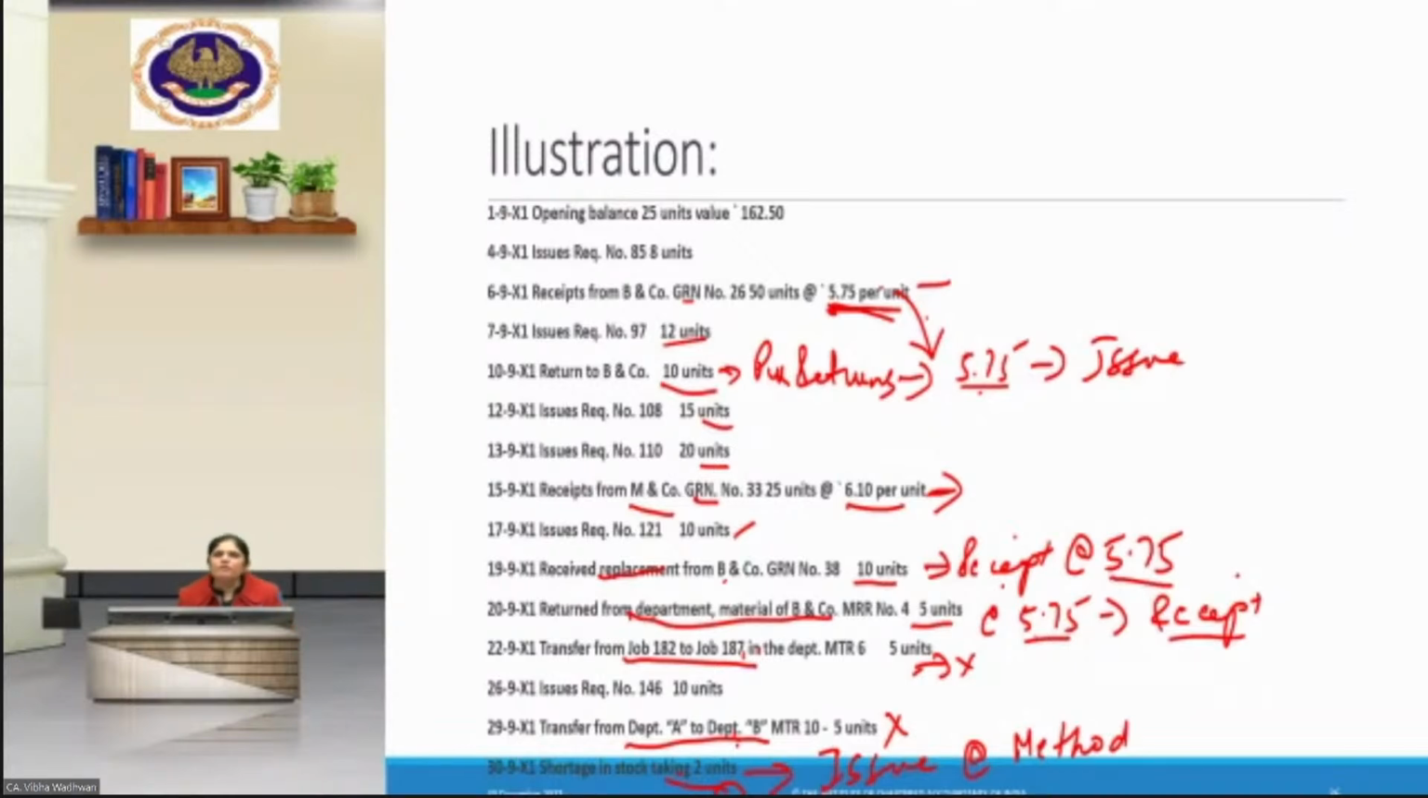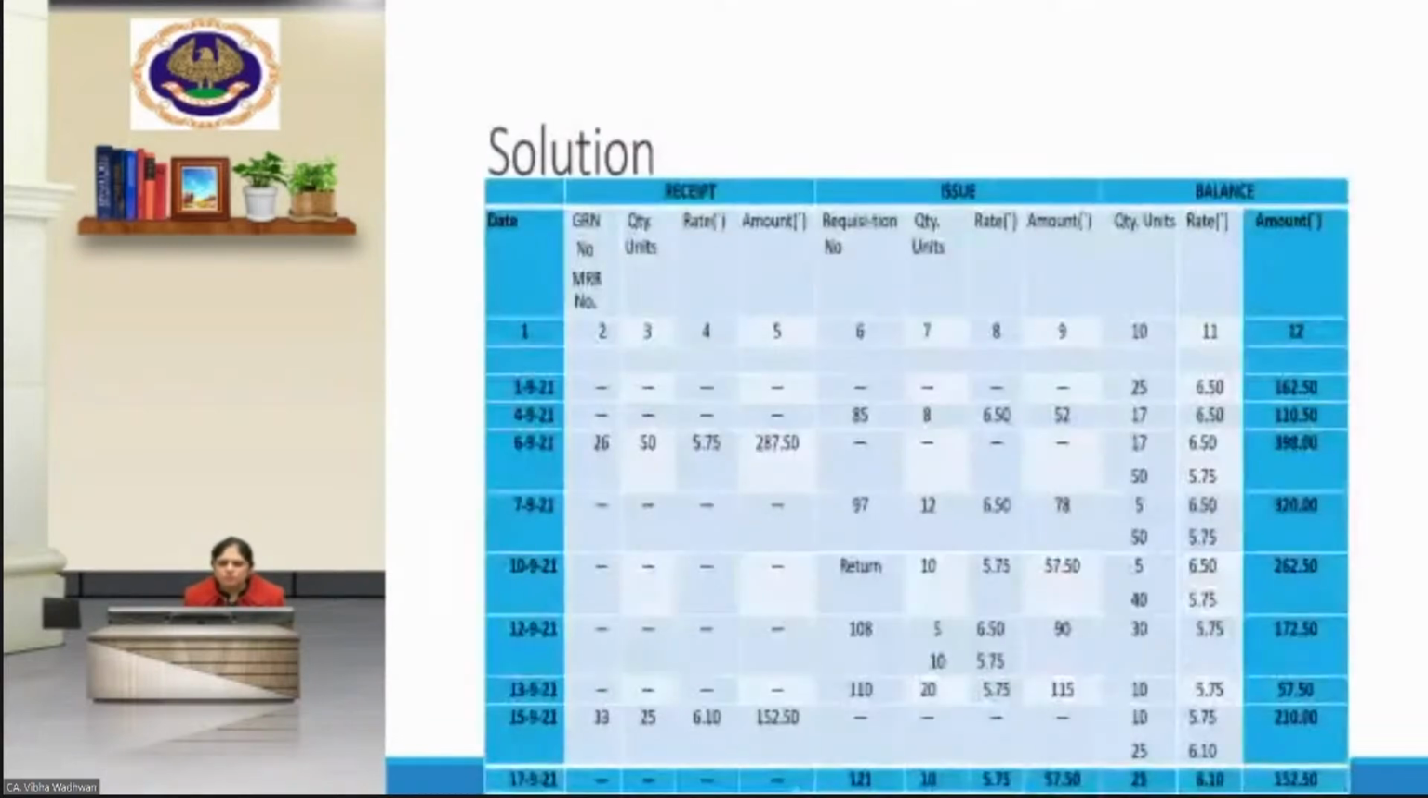Clear? So it will be treated as an issue only, and whatever method you are following, you just charge it at that rate. All right. So that is the difference in this illustration that I have explained. I'm just moving on to the solution. So just take note of the solution quickly.